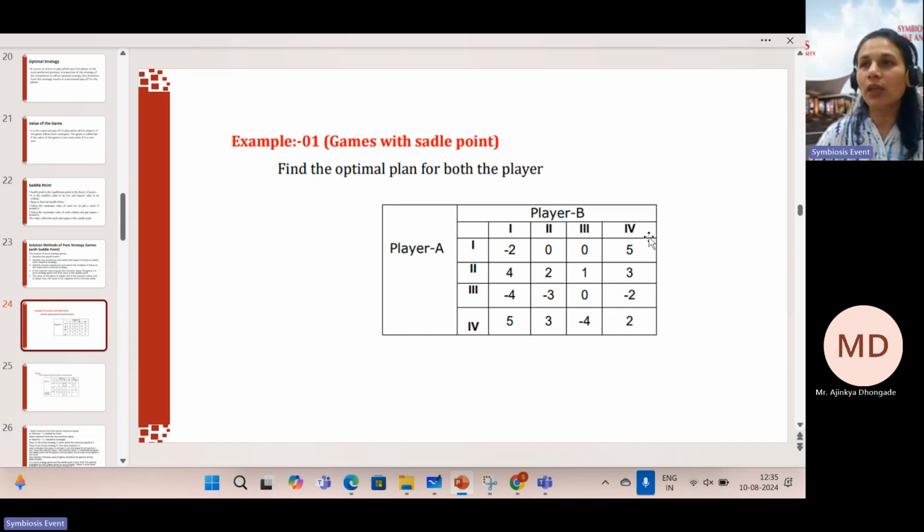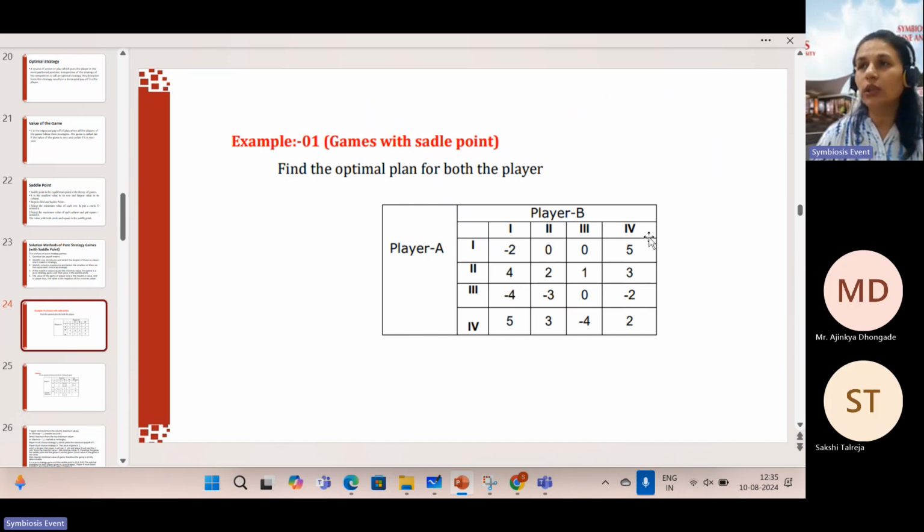Here, the question may come to mind, why and how this value could be negative. This negative 2 is indicating that this is not the profit of A, this is the profit of B, or you can say the negative 2 is nothing but the loss of person A.